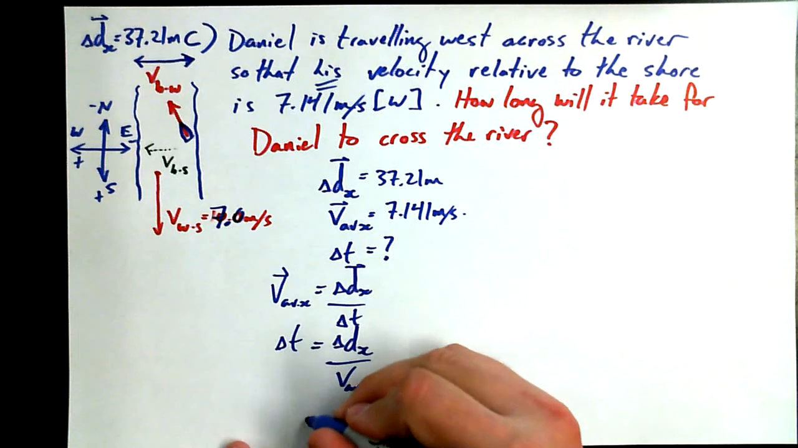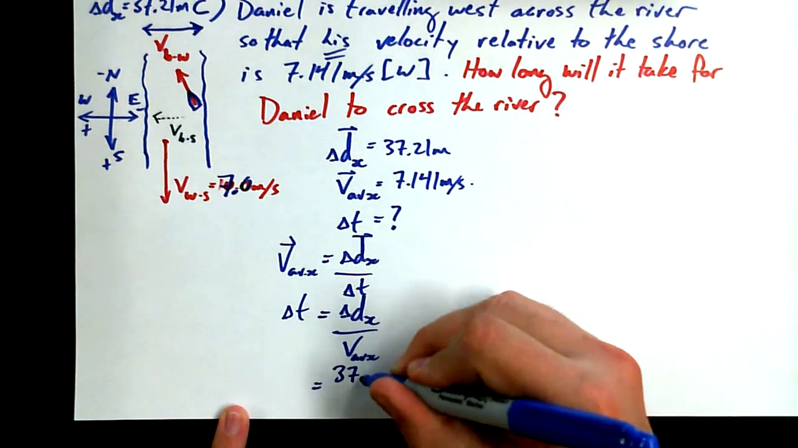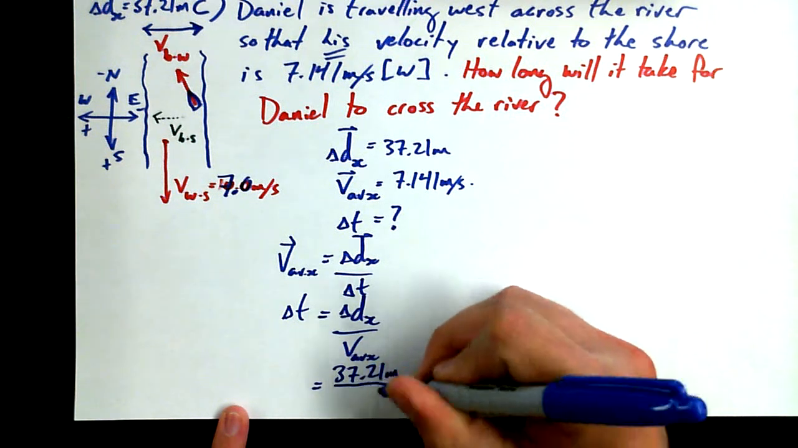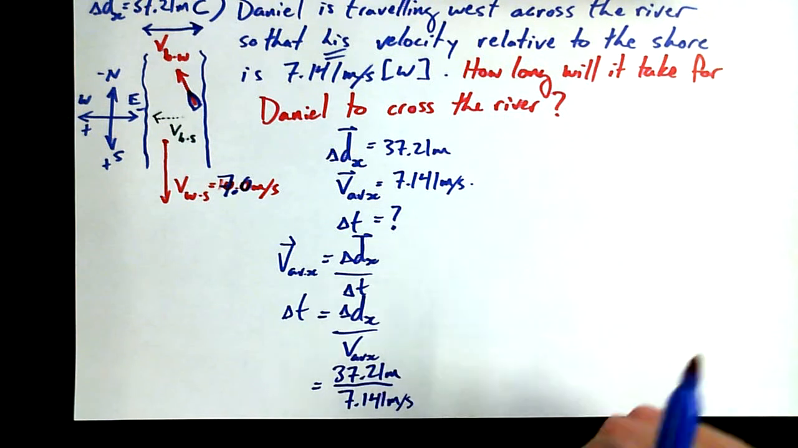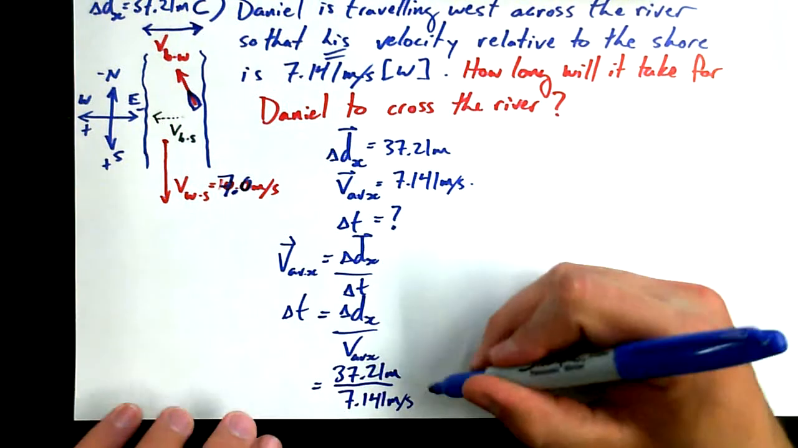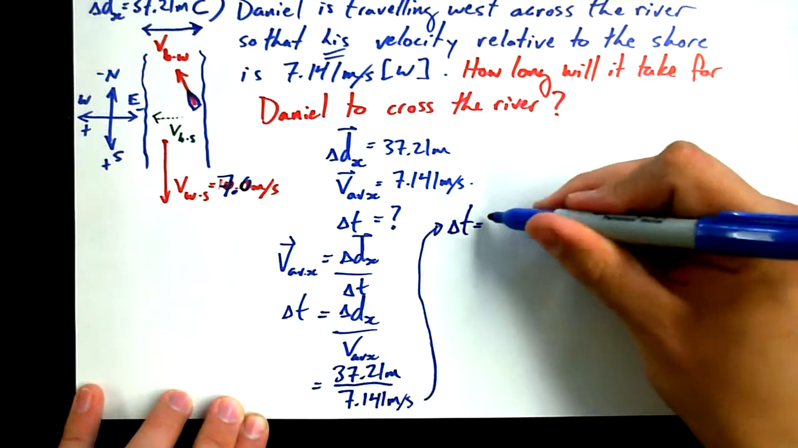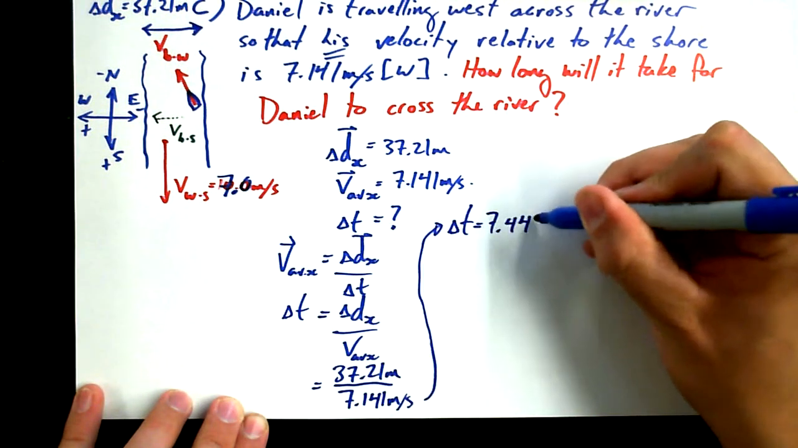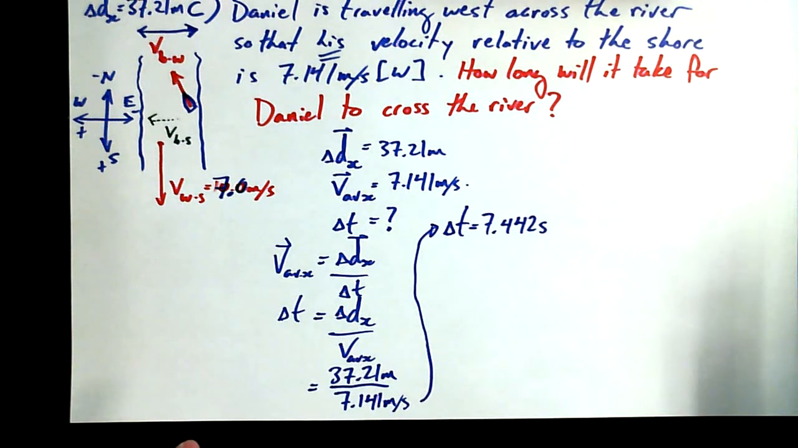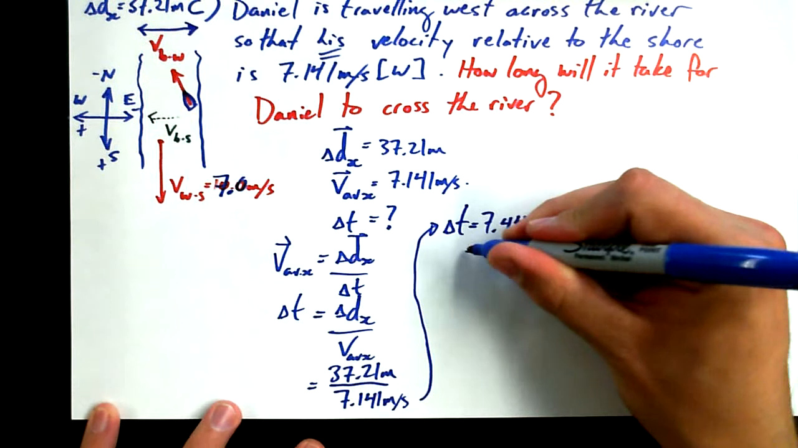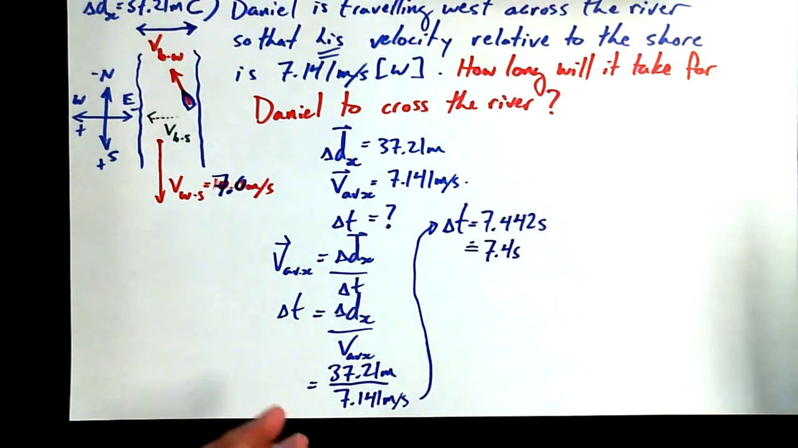And if I sub in my values, delta dx, 37.21 meters divided by 7.141 meters per second, it gives me a nice round value of 7.442 seconds. Or if we're going to two significant digits, that's approximately 7.4 seconds. So it takes about 7.4 seconds to get across this river.